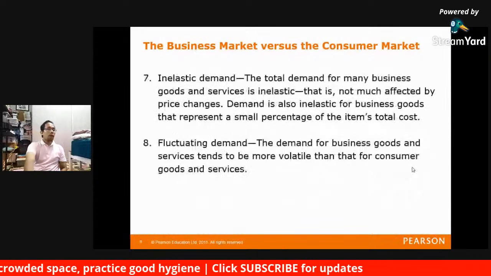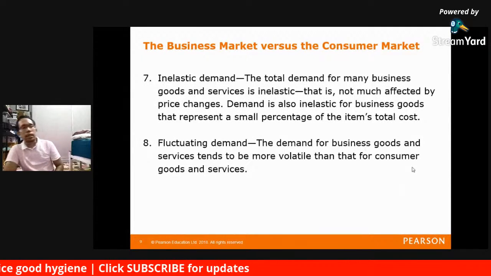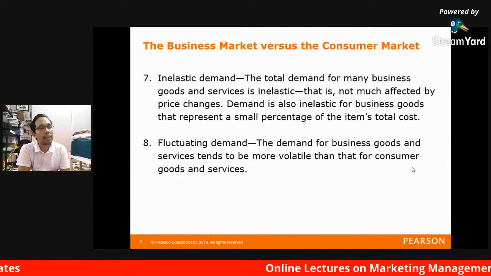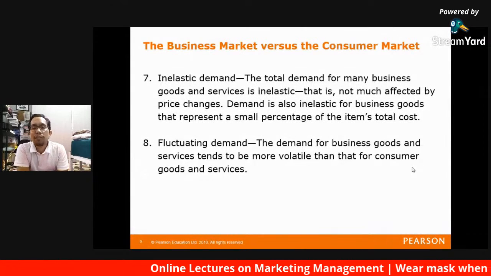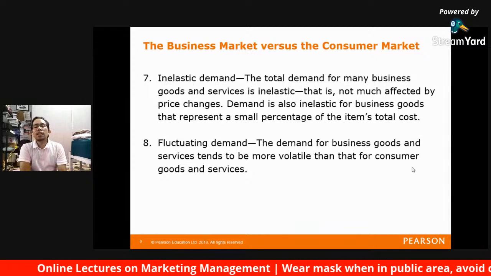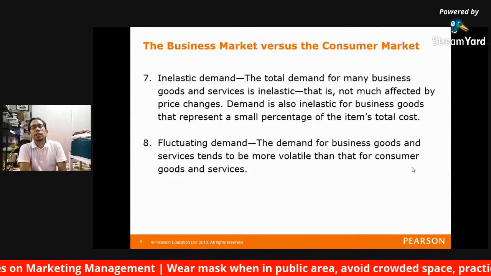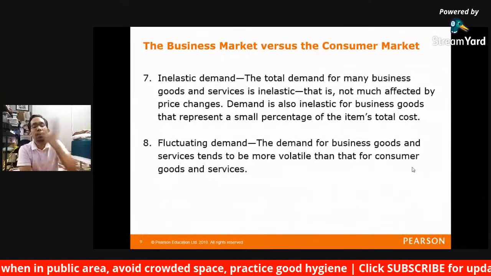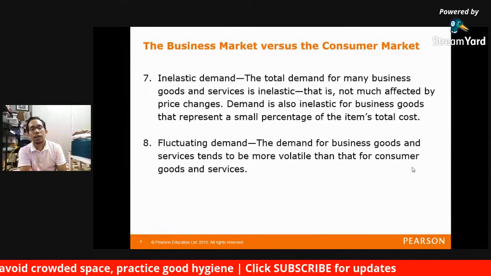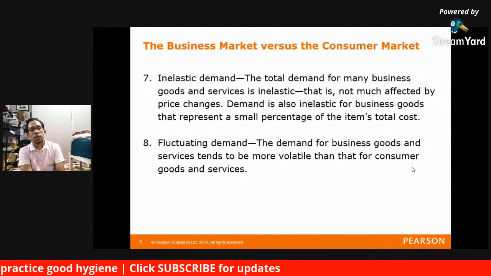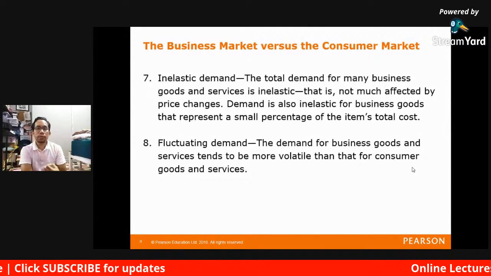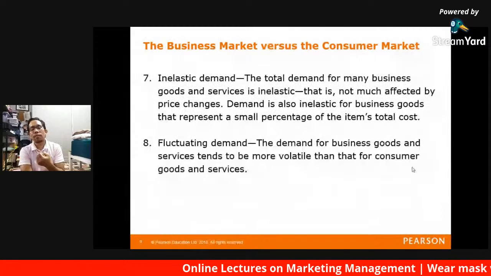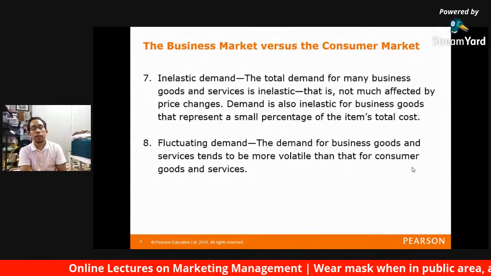Okay. All right. Inelastic demand. The total demand for many business goods and services is inelastic. Okay. Inelastic. Elastic, what does it mean? Elastic means when anything happens in terms of price, the quantity demanded changes dramatically, drastically. Okay. Obviously. Right. But as a business, normally we don't take so much drastic action.